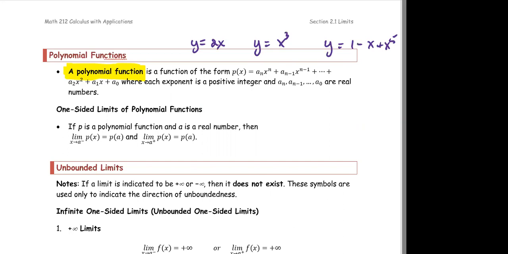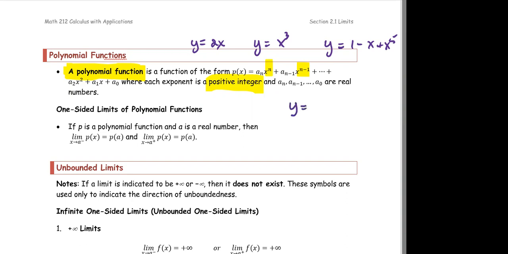The property of the polynomial function is that you can have many terms, but in each term, the power of x has to be a non-negative integer. It's going to be a positive integer or the power 0. So it could be either 0, 1, 2, 3, 4, 5, and so forth. Not the negative side.